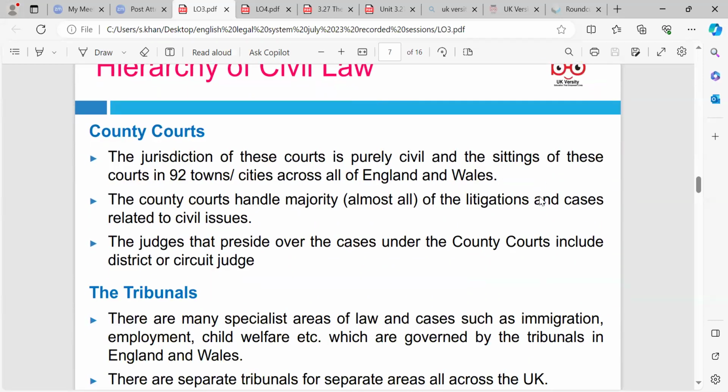We then went on to county courts and identified that there are about 92 courts within the towns and cities in England and Wales. And they handle the majority of litigation and cases related to civil cases.